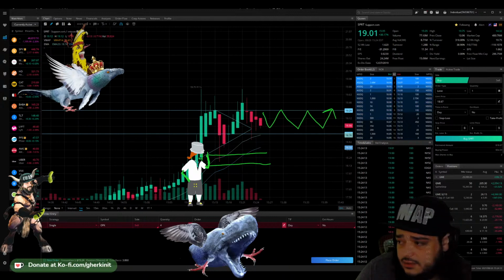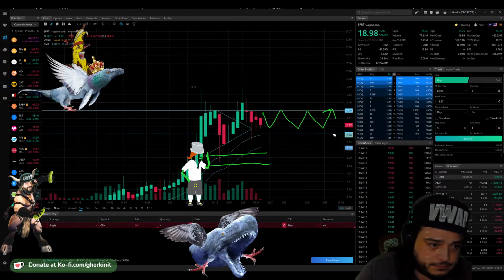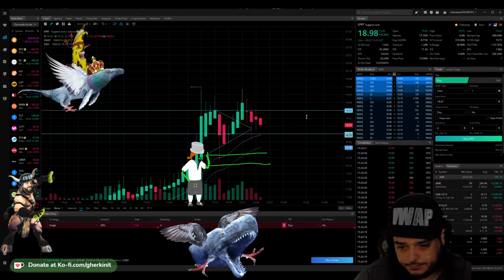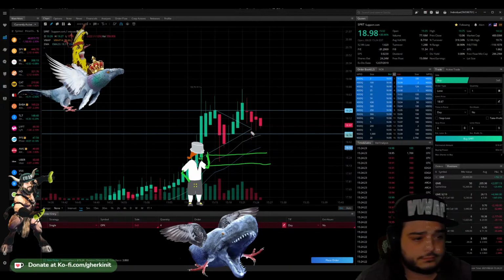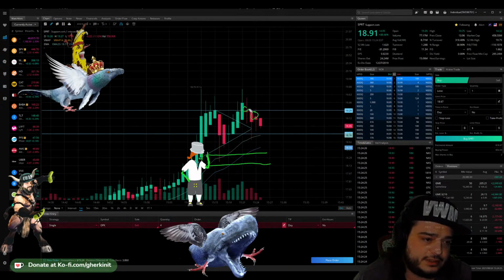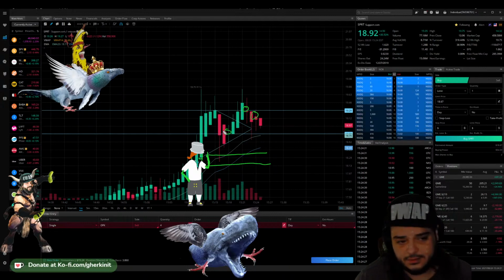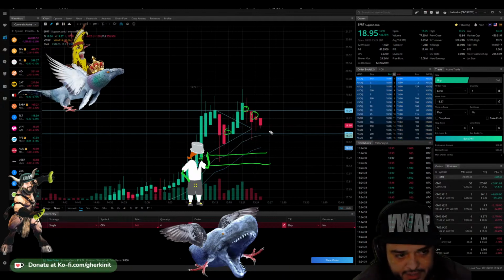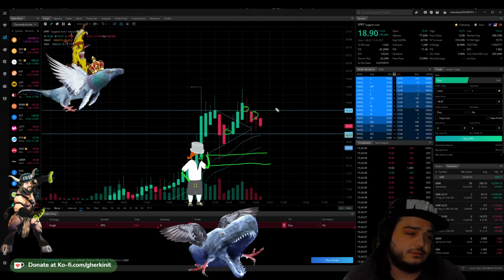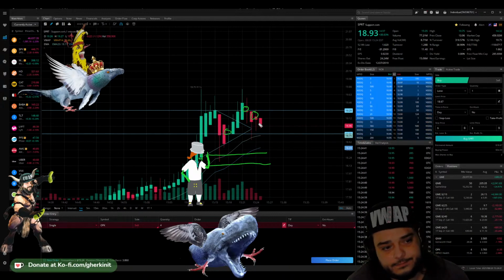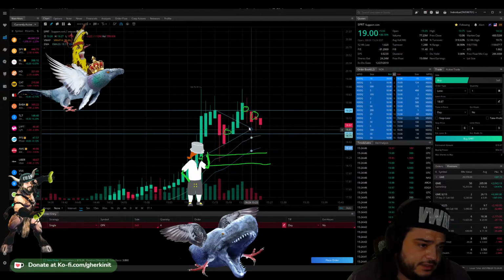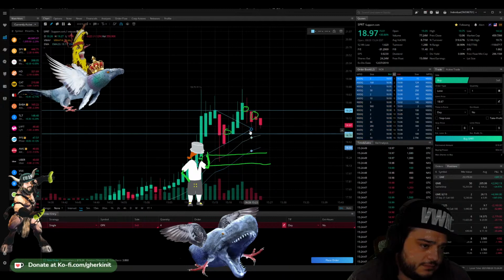That is a doji. This is a doji. That's a doji. That's a doji. You'll see a lot of them, especially as the bid-ask spread widens. So you can extend this trend line. Not this one. This one.